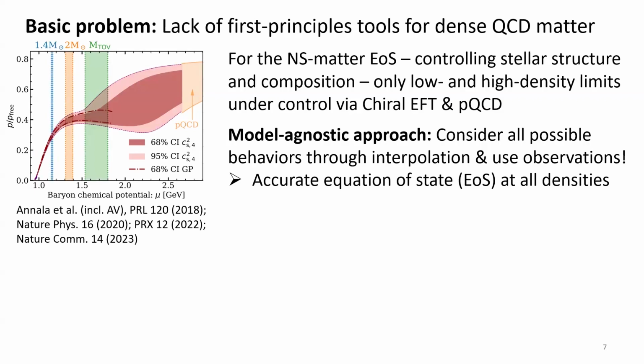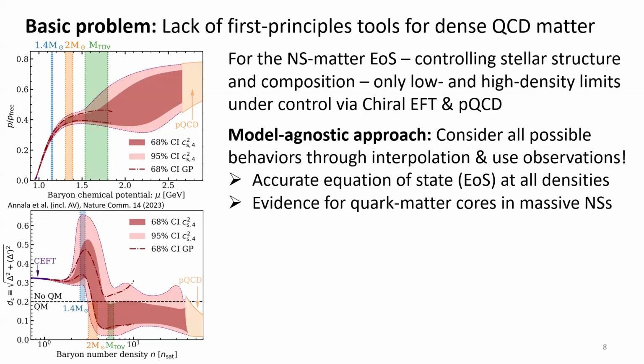We have, on multiple occasions, derived the most accurate model-agnostic EOS at all densities. So these bands you see here are the 1 sigma and 2 sigma predictions for how the equation of state looks when you factor in all the observational information that we have. I will walk you through this calculation later.